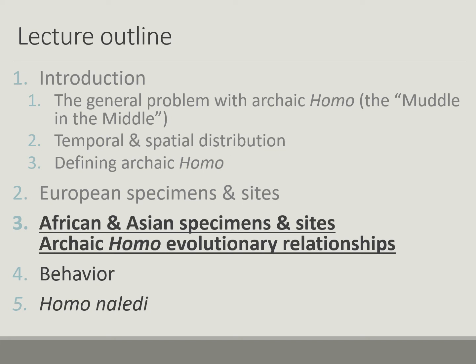So in the previous video, I covered the European specimens and sites with Homo heidelbergensis. I will finish up the specimens and site portion of this lecture by going over the African and Asian specimens very quickly. And then I will talk about some of the hypotheses for the archaic Homo evolutionary relationships, how they're related to Homo erectus, how they're related to Neanderthals and Homo sapiens. And so to both kind of start to disentangle that muddle in the middle, but also by showing multiple hypotheses, I am emphasizing the muddle in the middle and how it's still an open question.